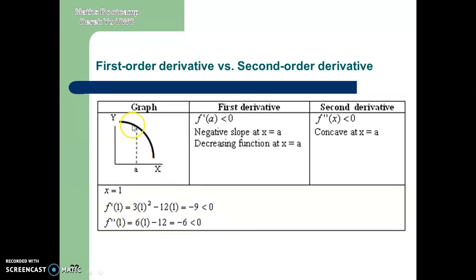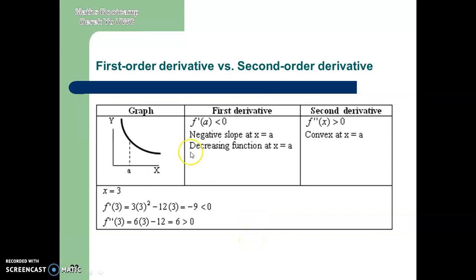Next one, when x equals 1, the first order derivative is negative, so it means downward sloping. Second order derivative negative, so concave, the unhappy face. Next one, when x equals 3, first order derivative negative, downward sloping. And then second order derivative positive, so it means convex, the happy smile.